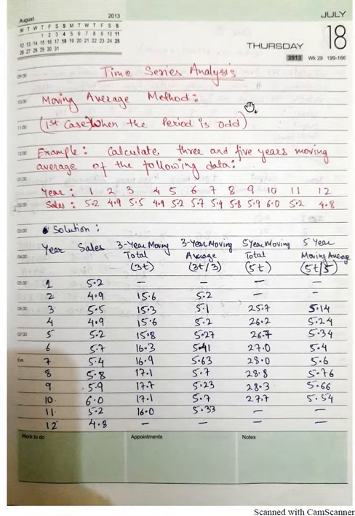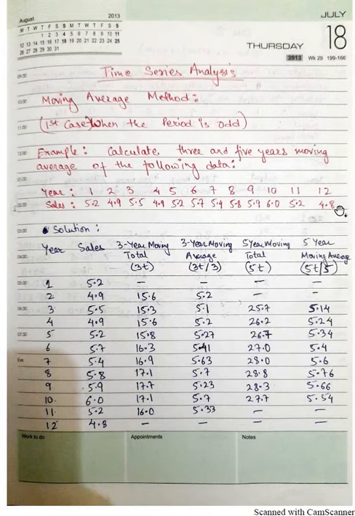So here the years are given. Here this is the first year, second year, third year, fourth year, fifth year, sixth year, seventh year, eighth year, ninth, 10th, 11th and 12th year, and the sales each year is given. Here it is 5.2, 4.9, 5.5, 4.9, 5.2, 5.7, 5.4, 5.8, 5.9, 6.0, 5.2 and 4.8.